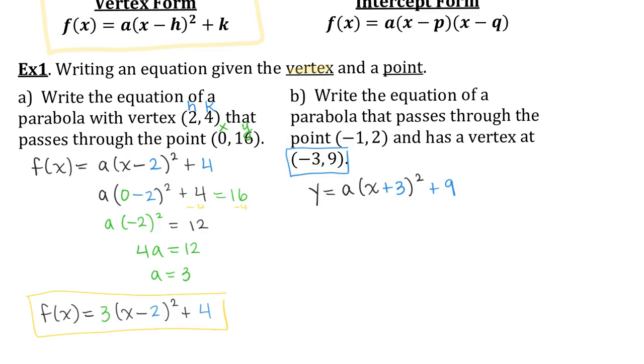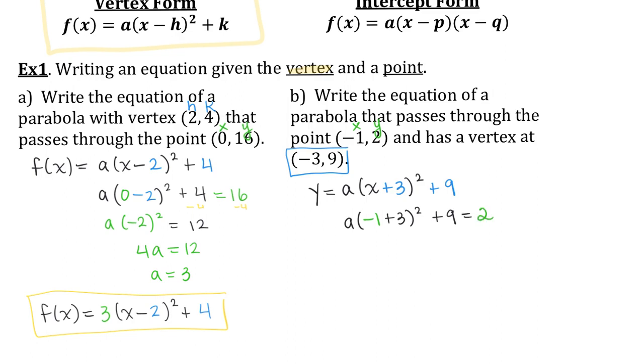Now the second point they give me is for my x and y. That's going to help me solve for the a value. Okay, so let's bring this down. A times, what's x? They gave me negative 1. Everything else is going to stay the same. Plus 9, and then this equals y. I put it on the right side sometimes, although it doesn't matter. Equals, what's y? 2.